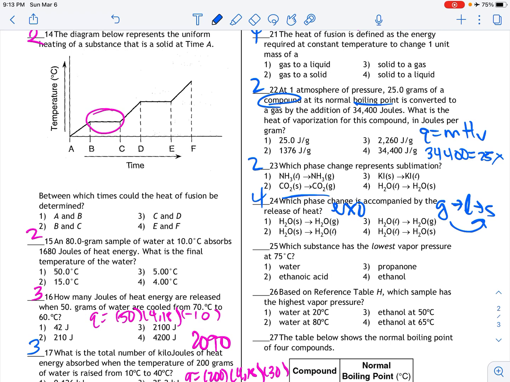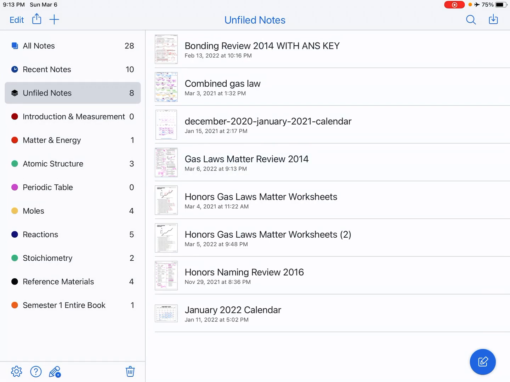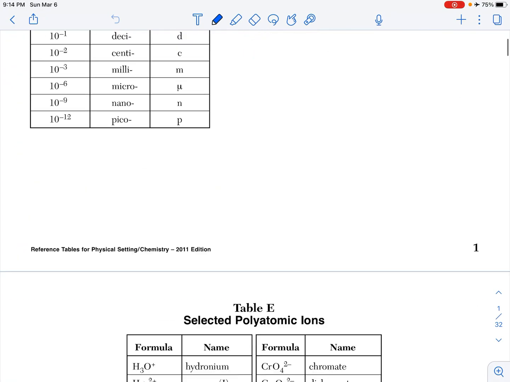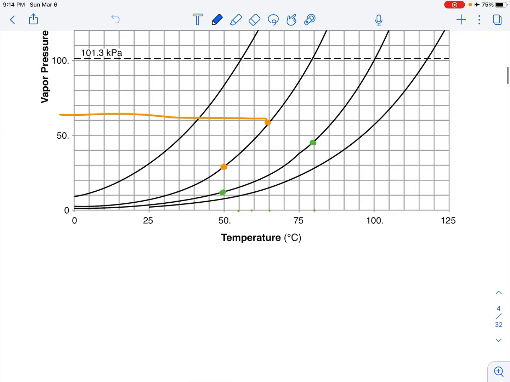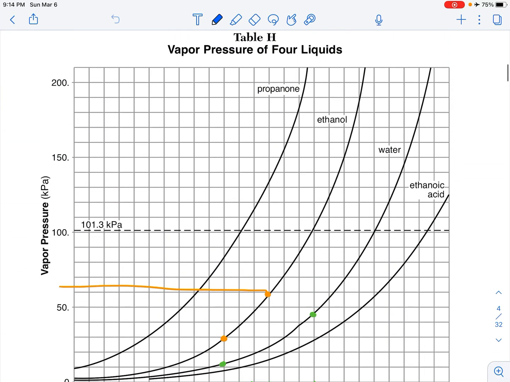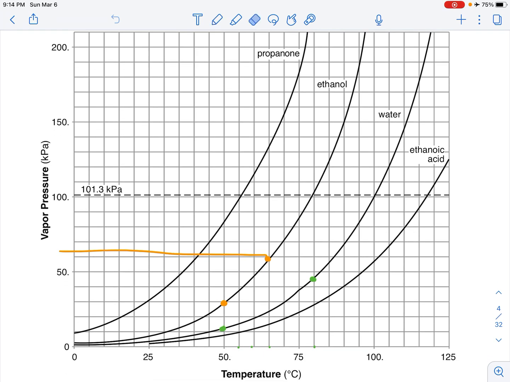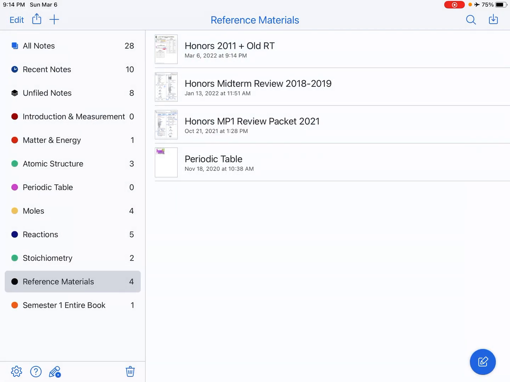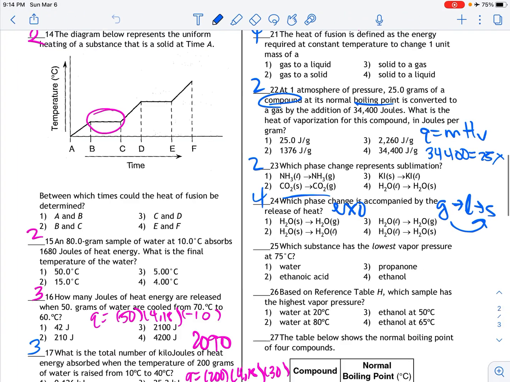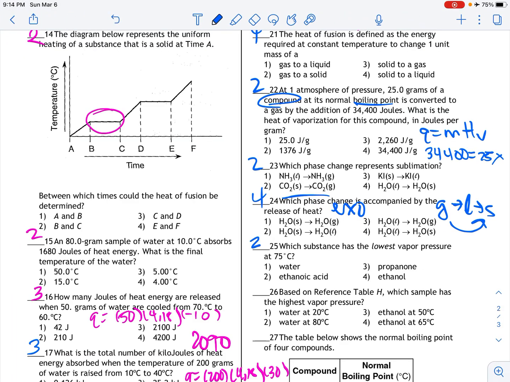All right. Number 25. Which substance has the lowest vapor pressure at 75 degrees Celsius? So this is table H. It says, which substance has the lowest vapor pressure at 75 degrees Celsius? So I'm going to erase this because I don't know what that is. 75 degrees Celsius is here. Vapor pressure is here. The first line we hit is ethanoic acid, so I'm guessing that's my answer. It is 25. That's 2.